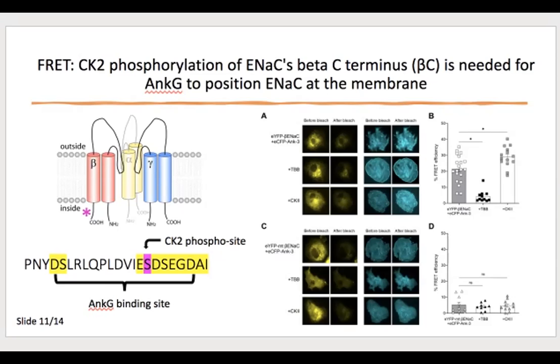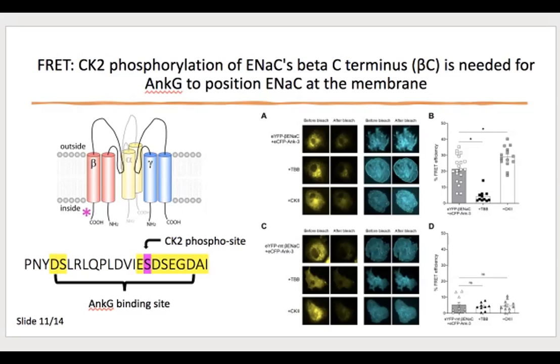And so in figure A, we can see that the cells transfected with the wild type beta subunit C terminus, those cells were treated with TBB, a CK2 inhibitor, and they exhibited a lower fluorescence transfer. But when we treated the wild type cells with CK2, the transfer was profoundly greater. And it may be a little easier to see these results summarized in figure B, which essentially quantifies the fluorescence transfer. And in figure C, you can see that in the experiments conducted with the mutated form of beta C and exposed to the same treatments, there was no difference in the fluorescence transfer across the groups.